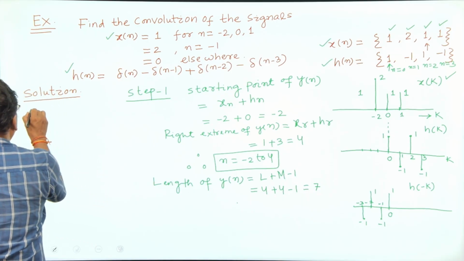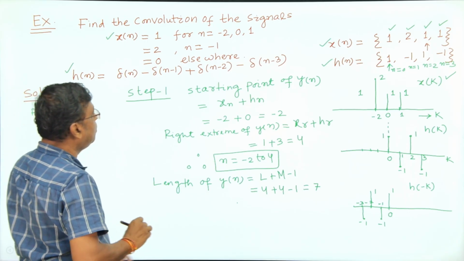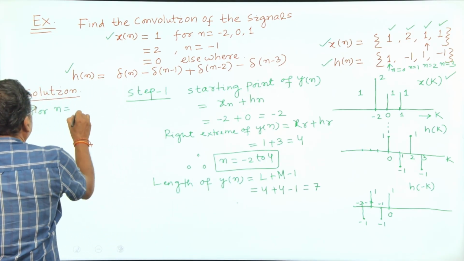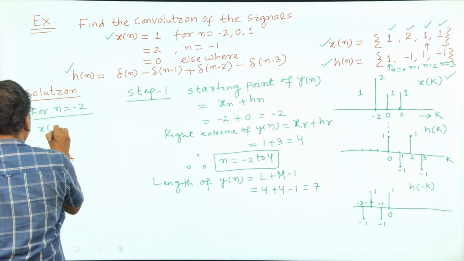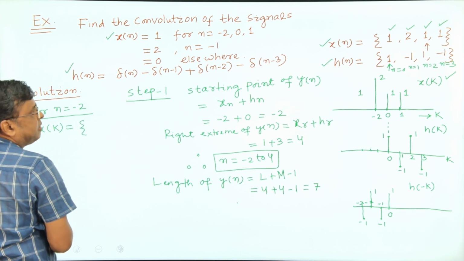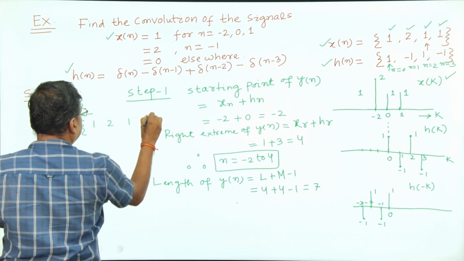Then we will start the sequence for n equal to minus 2. For n equal to minus 2, x of k is the same. What is x of k? In sequence representation, x of k is simply 1, 2, 1, 1. This is your x of k.